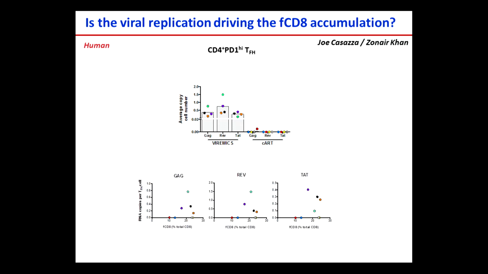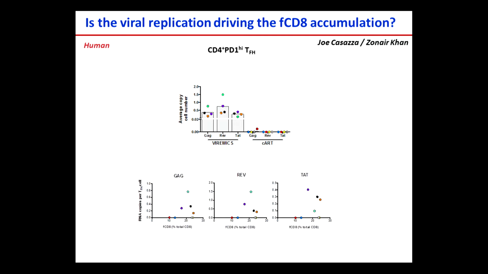So what we did is we looked within HIV-infected lymph nodes, within their T follicular helper cells, in 4 lymph nodes from HIV viremic individuals and 4 individuals who were on antiretroviral therapy, and we looked at the level of HIV RNA, either GAG, TAT, or REV. In the viremic individuals, you could detect lots of viral RNA being expressed in their T follicular helper cells. In those on antiretroviral therapy, you couldn't.